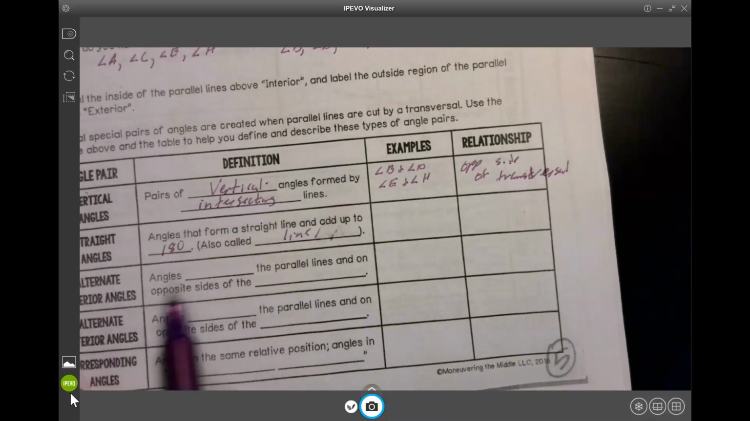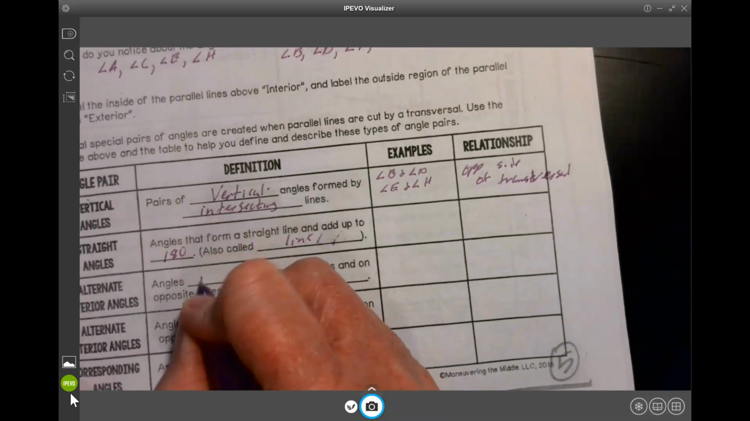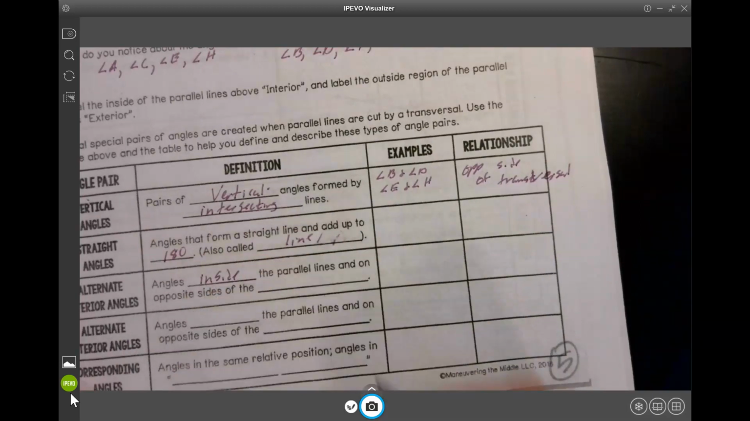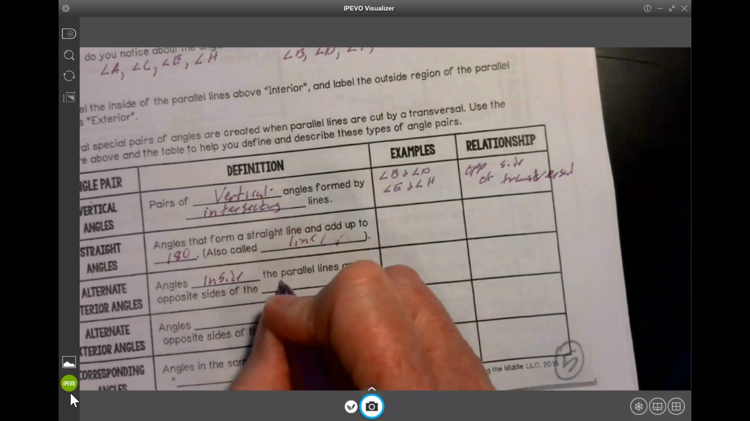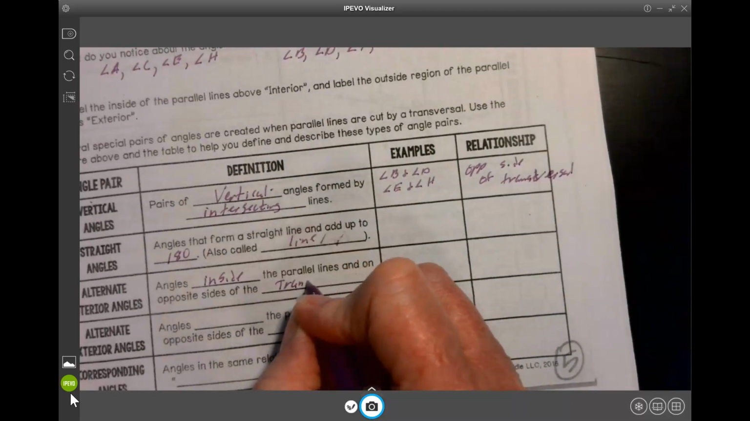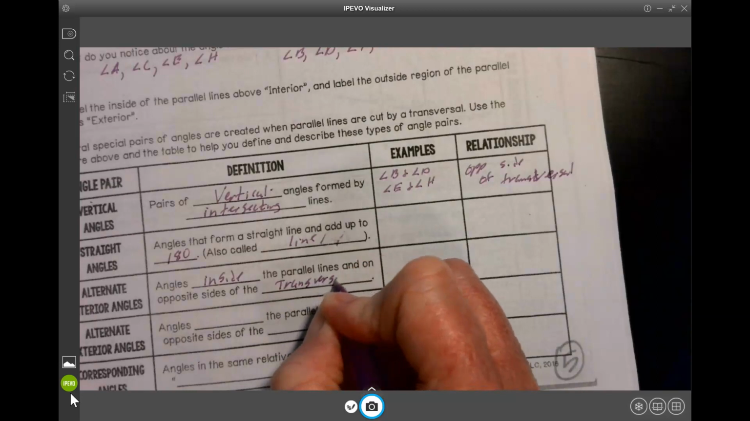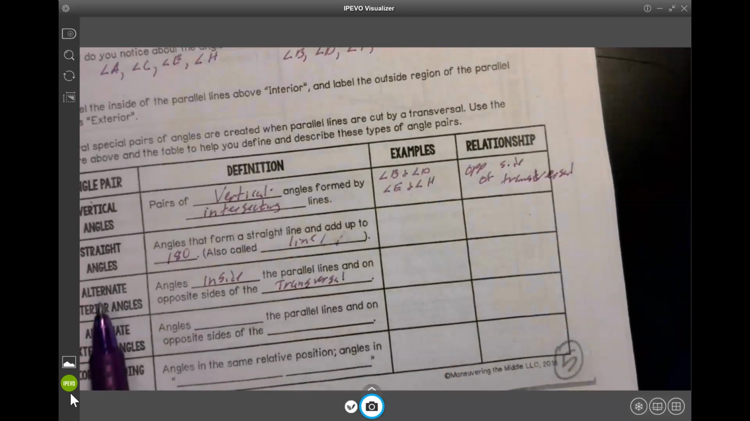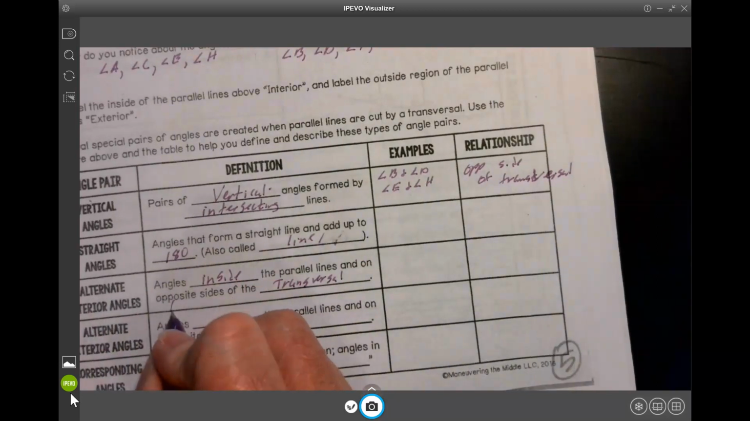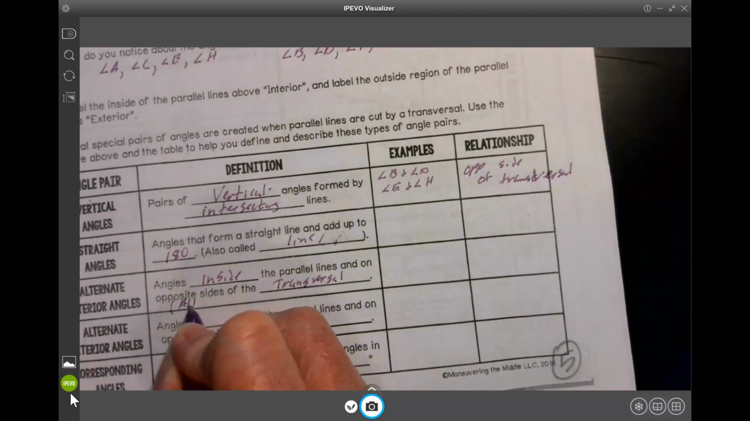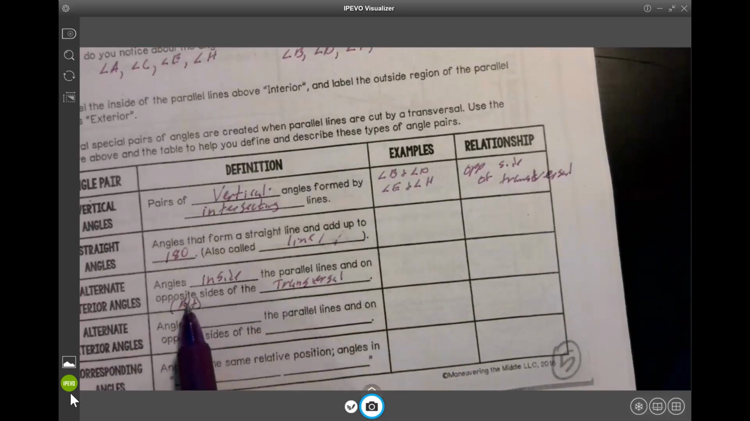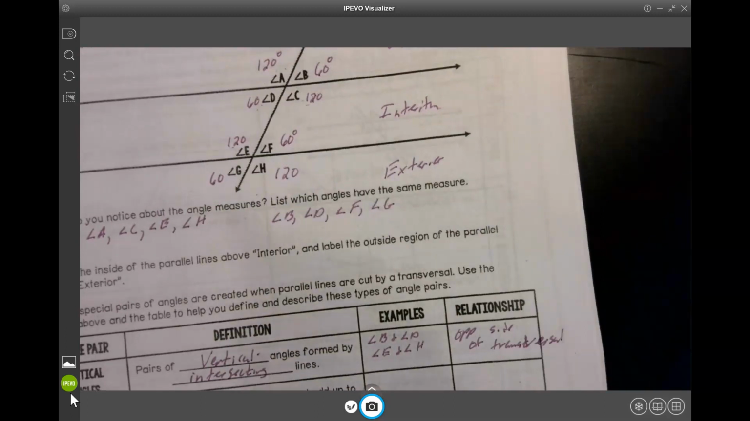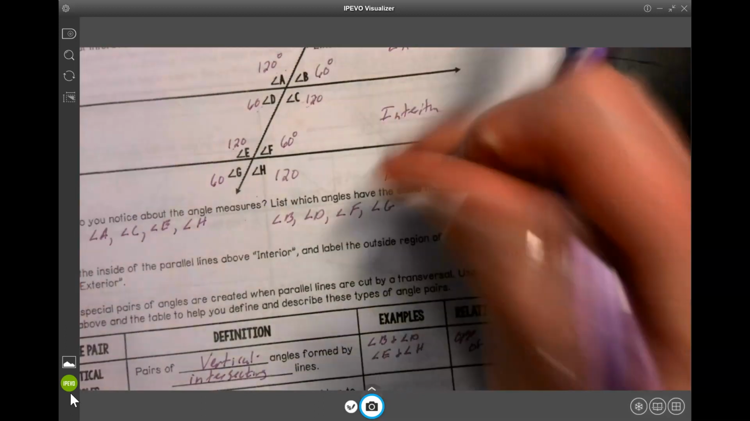Alternate interior angles: angles inside, so on the interior of the parallel lines, and on opposite sides of the transversal. So we could say opposite sides or alternate sides. So that's where we get that name alternate. So on alternate sides of the transversal. So let's look at this. Alternate interior: interior and on opposite sides.